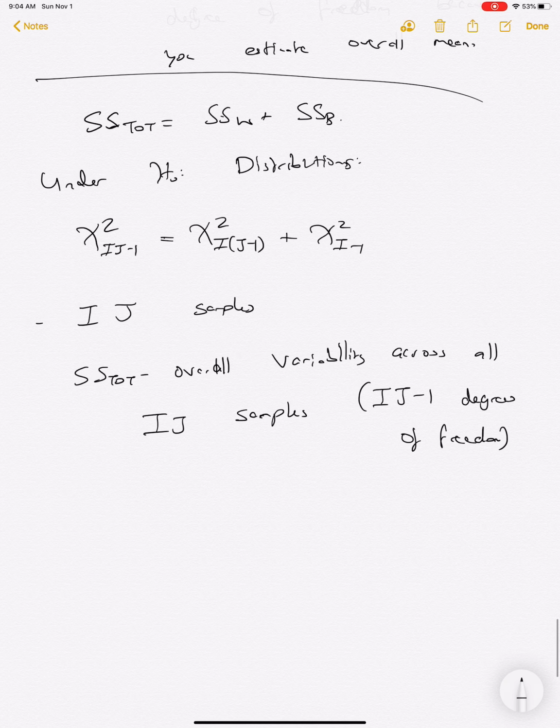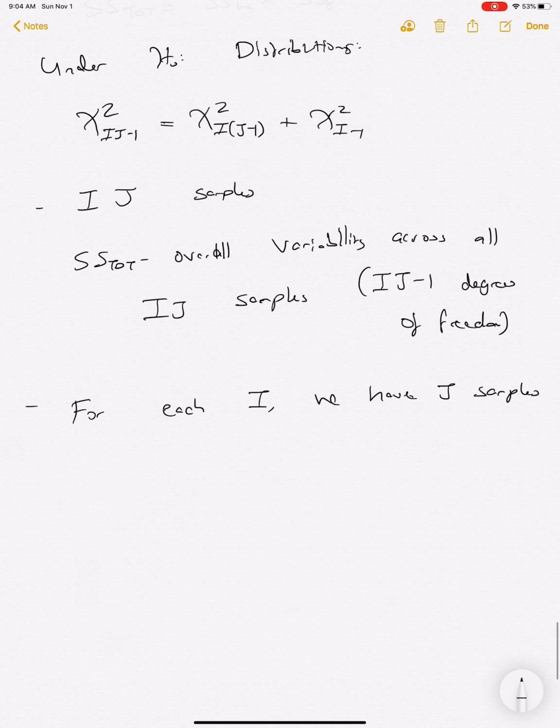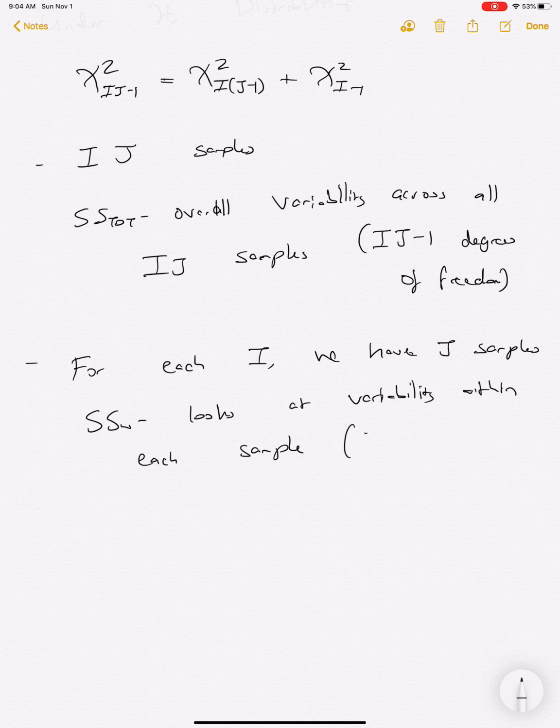And then for each i, we have j samples. And so SS within looks at variability within each sample. So SSW looks at variance within each sample, and so therefore we have I times j minus 1 degrees of freedom.